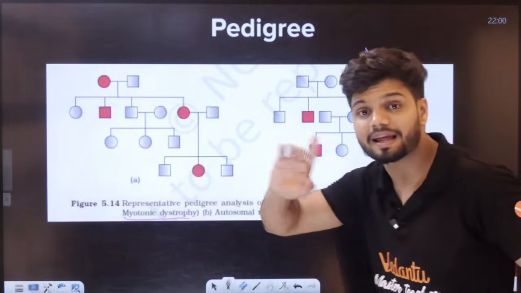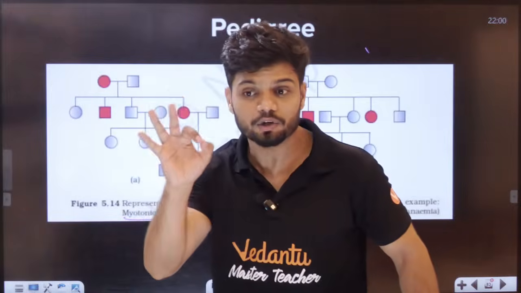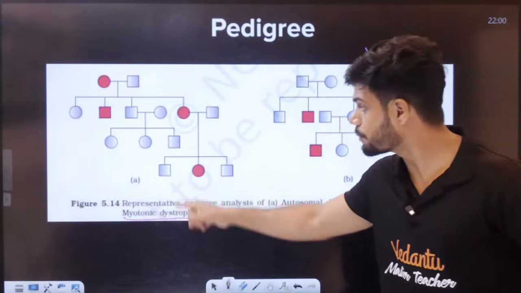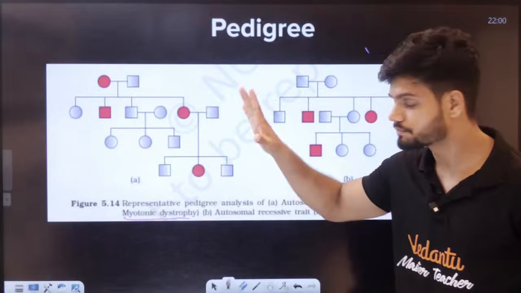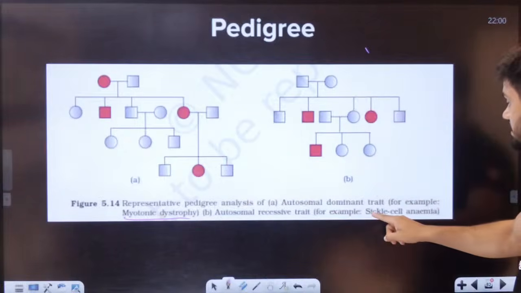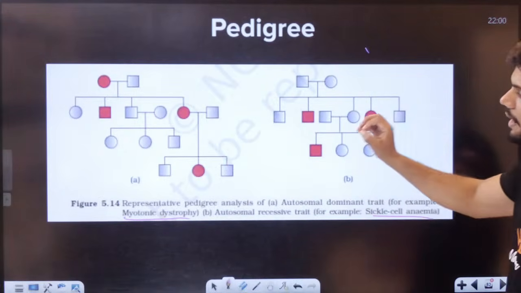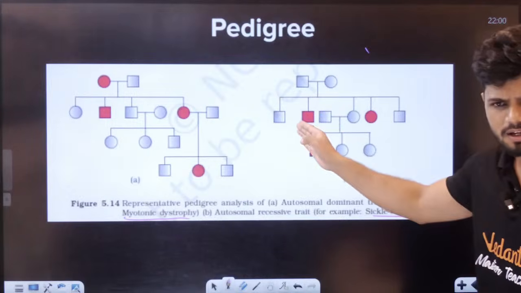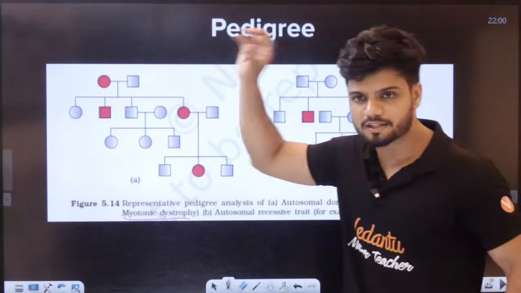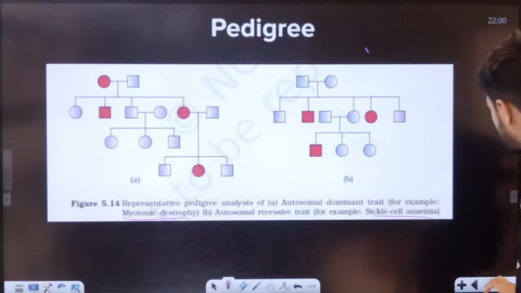And this is not written anywhere in NCERT; it is written only here right now. Myotonic dystrophy is autosomal dominant. This is autosomal recessive, that is sickle cell anemia. So try to identify, students. Just see the diagrams, because in the examination they'll give you this directly.